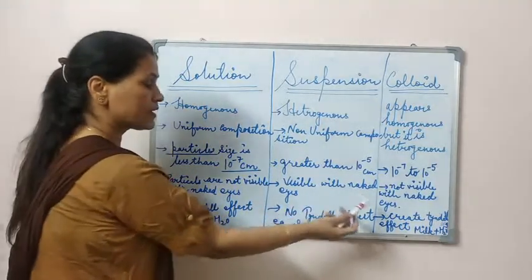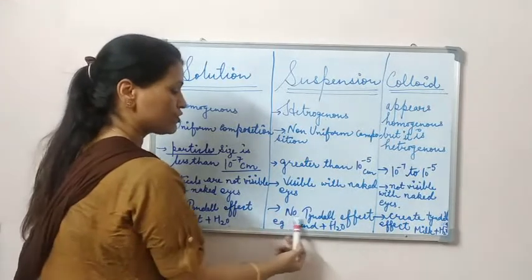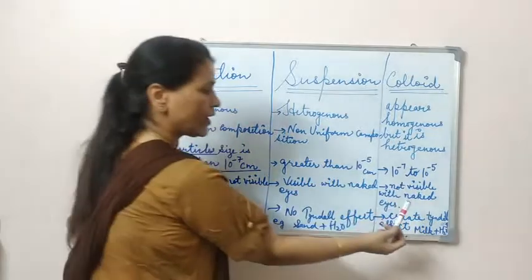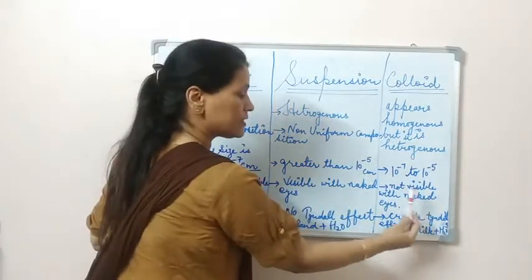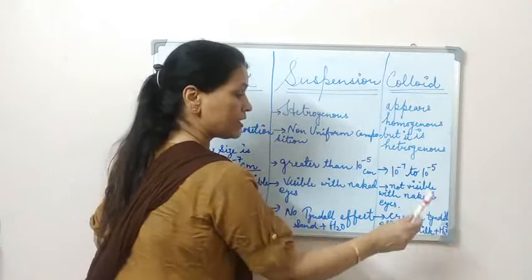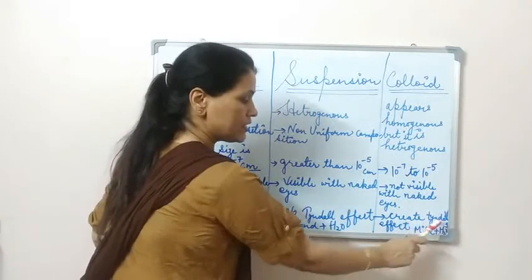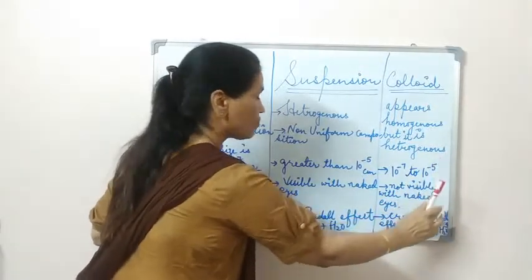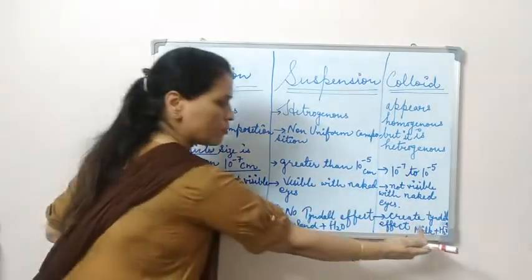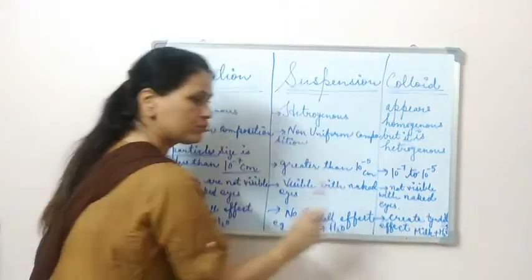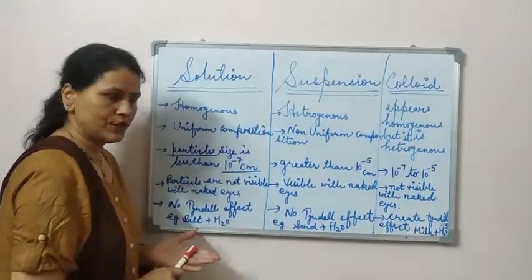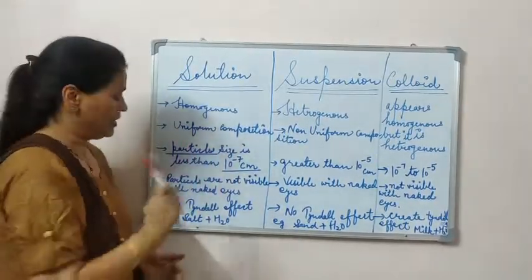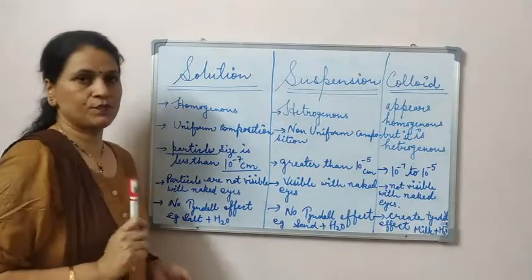Here the particles are clearly visible with the naked eyes. It is not showing Tyndall effect in the sense of scattering. The example is sand plus water. While in case of colloid, the particles are not visible with the naked eyes, but it shows Tyndall effect, milk plus water. So that is the only difference between the colloid and the true solution. Both appear homogeneous, but if we do the testing with the help of a torch, colloid will show Tyndall effect, that is scattering of a beam of light, and the true solution is not showing Tyndall effect.